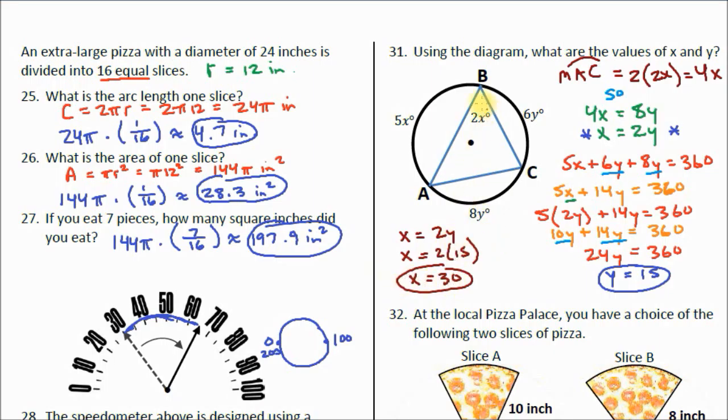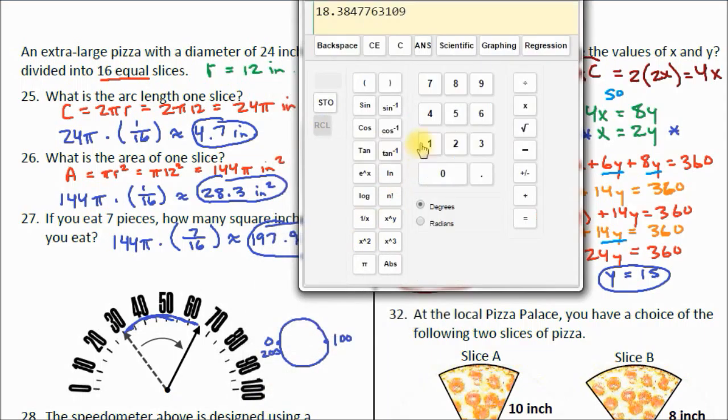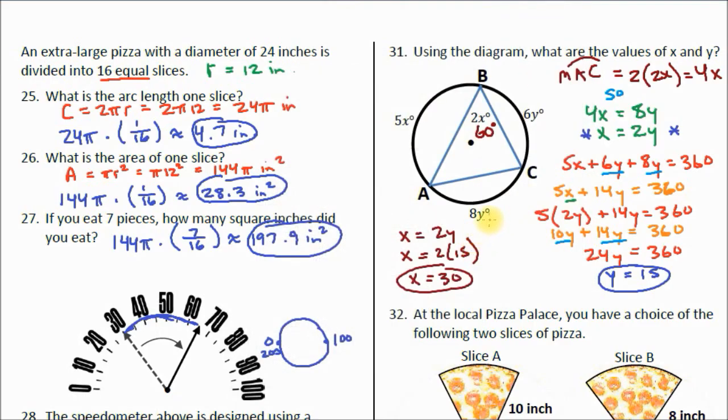Now for the final check, class, if you want to do this, go ahead and check this out. Let's plug x in here. 2 times 30 would be 60 degrees. 8 times 15, I don't know why, but it's early this morning. I'm having a hard time doing math in my head. 8 times 15 equals 120. And that looks good. We see the measure of arc AC is twice the measure of the inscribed angle that intercepts it. So we've got our answer. X is 30, y is 15.